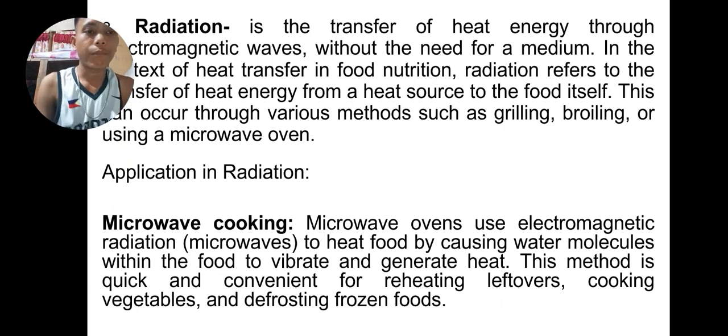Microwave cooking. Microwave ovens use electromagnetic radiations to heat food by causing water molecules within the food to vibrate and generate heat. This method is quick and convenient for reheating leftovers, cooking vegetables, and defrosting frozen foods.